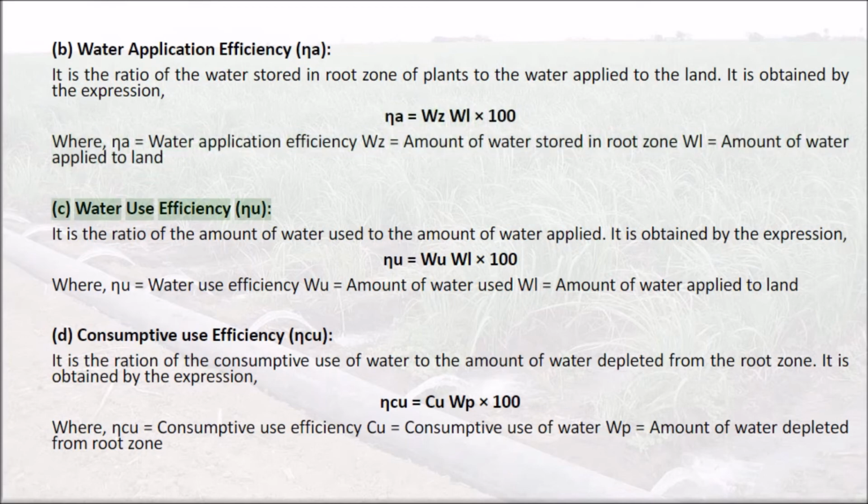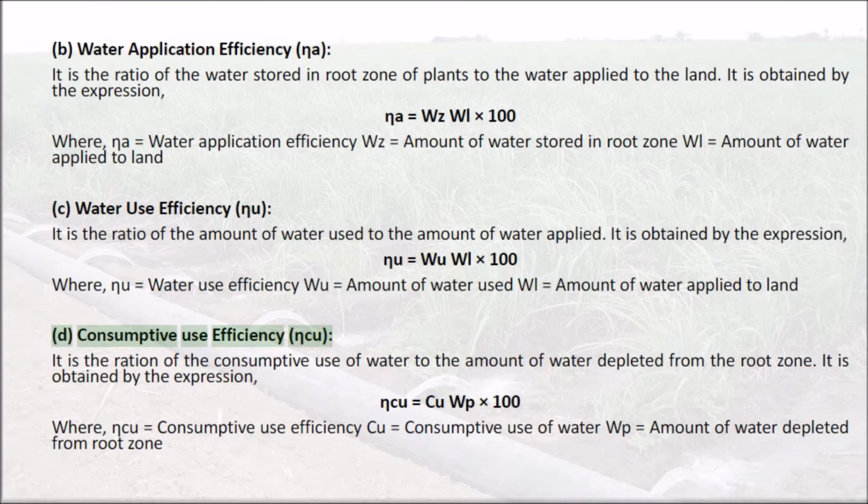C. Water use efficiency, ηu. It is the ratio of the amount of water used to the amount of water applied. It is obtained by the expression ηu equals W/WL times 100, where ηu equals water use efficiency, W equals amount of water used, WL equals amount of water applied to land.